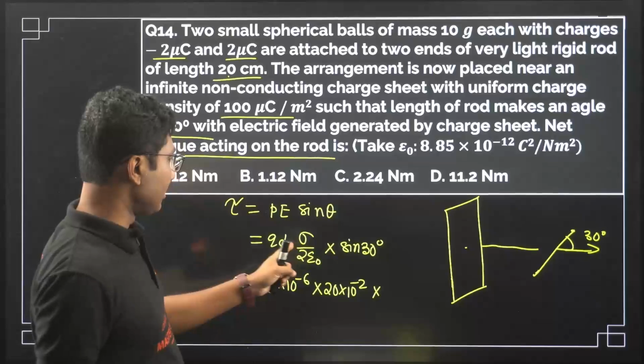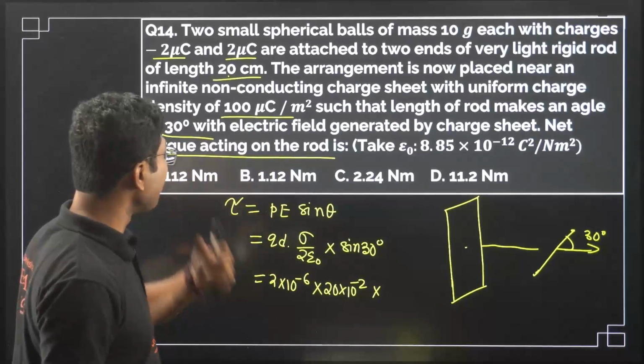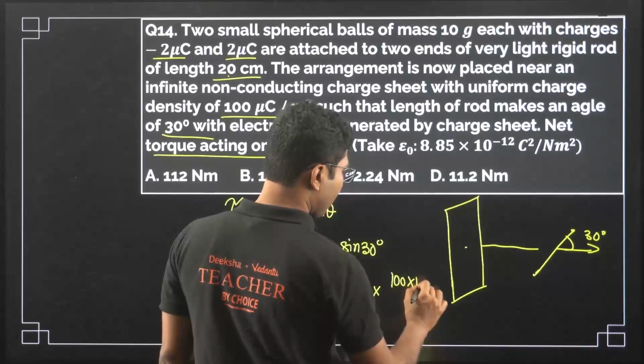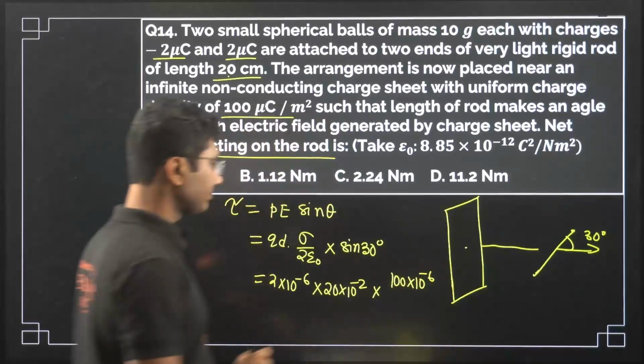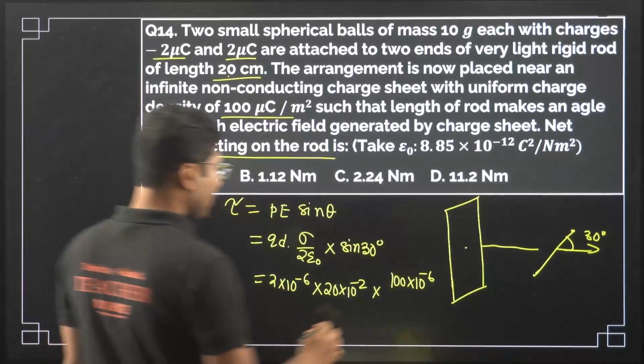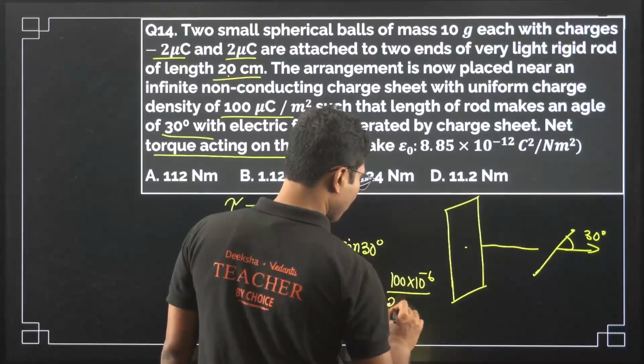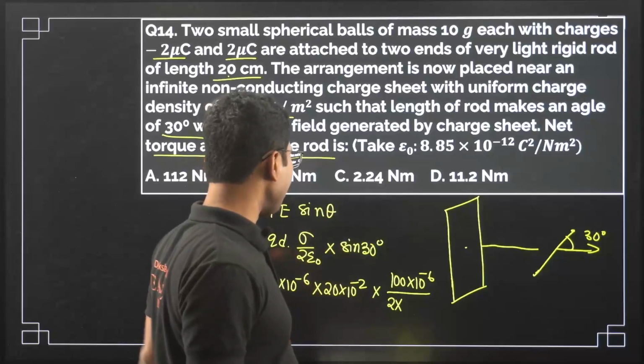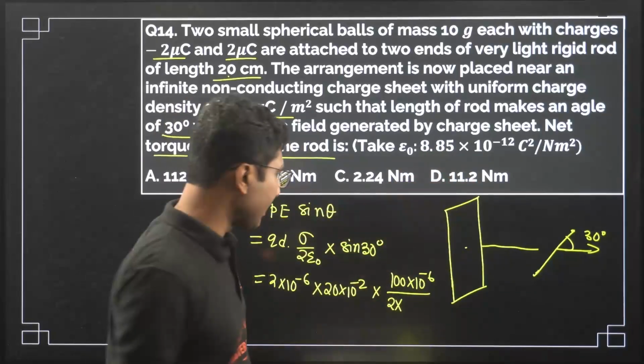Now the charge density is 100 microcoulomb. So 100 micro, again micro means 10 to the power of minus 6. Okay, and 2 epsilon naught. Epsilon naught is given as 8.85 into 10 to the power of minus 12.